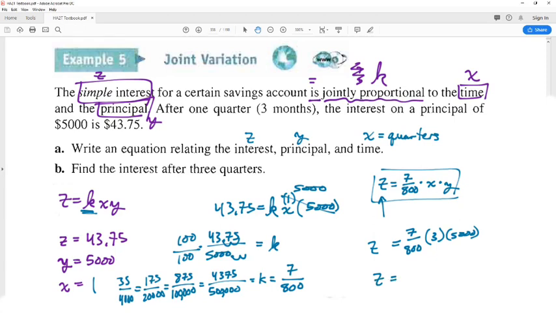Our answer is $131.25, so 25 cents. $131.25, that's our interest.